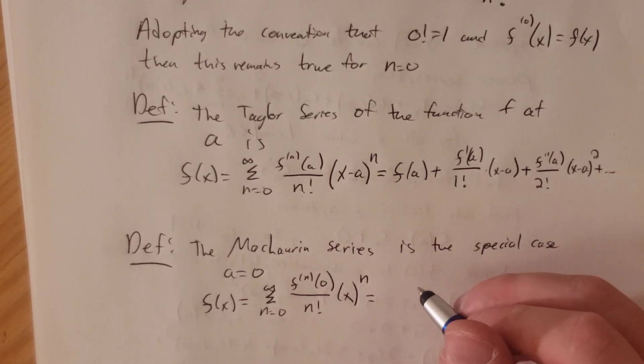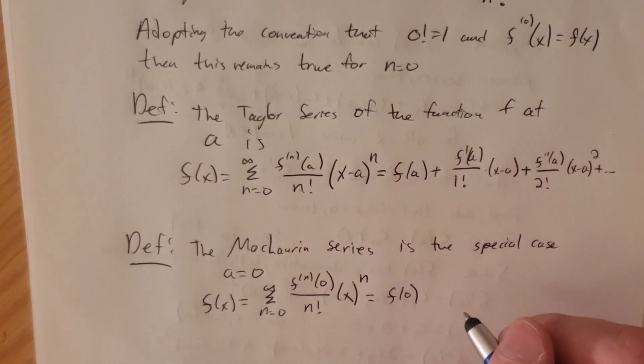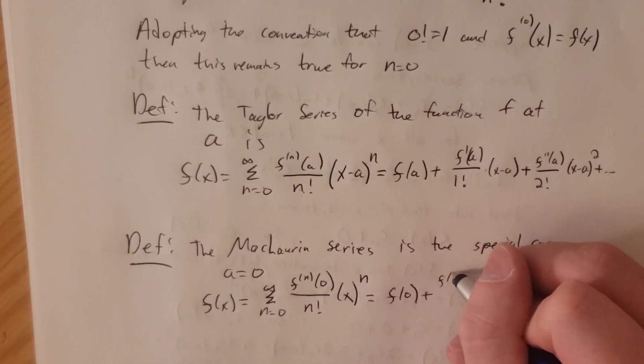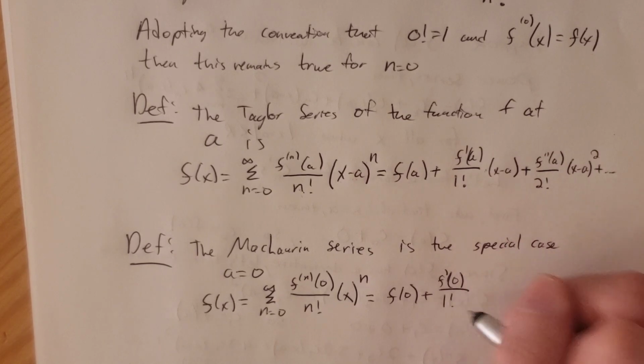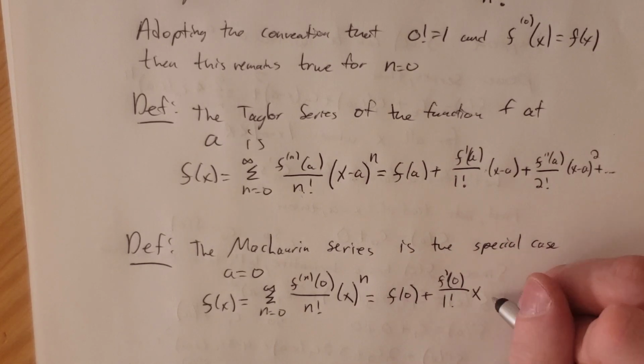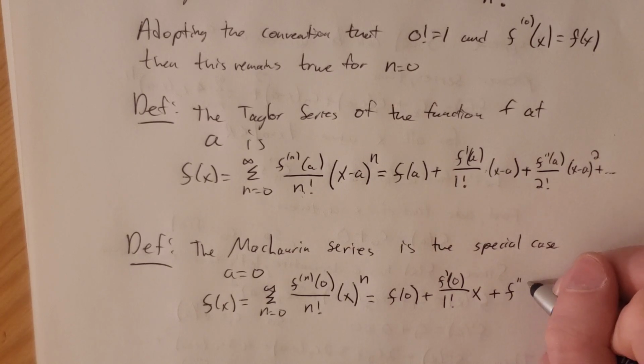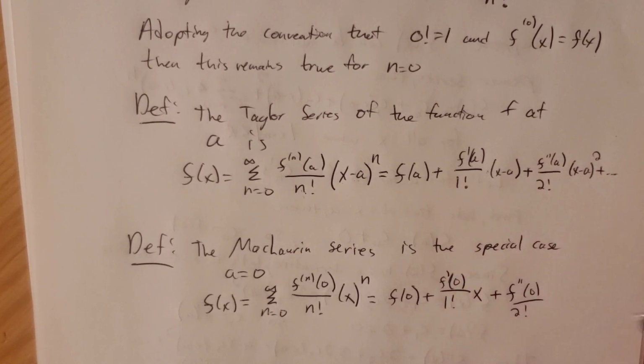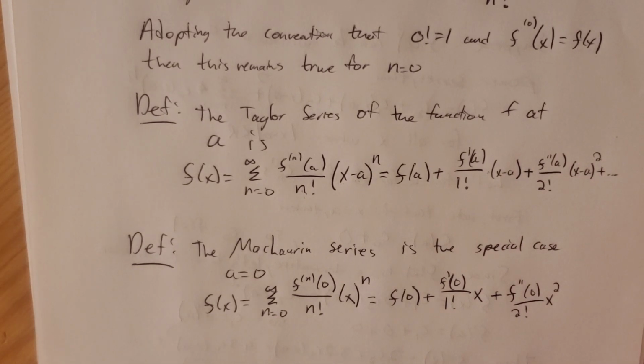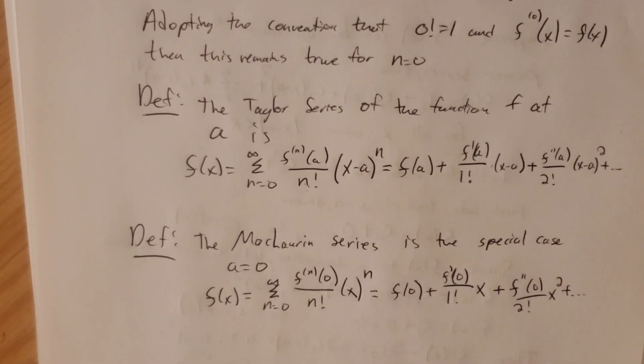And the first few terms of that are f evaluated at 0 plus f prime evaluated at 0 all over 1 factorial, which is just 1, times x, plus f double prime evaluated at 0 all over 2 factorial, which is just 2, times x squared, and so on. Okay? And that is our MacLaurin series. And we're going to use those in the next video to write out power series, or Taylor series or MacLaurin series, for some special functions.